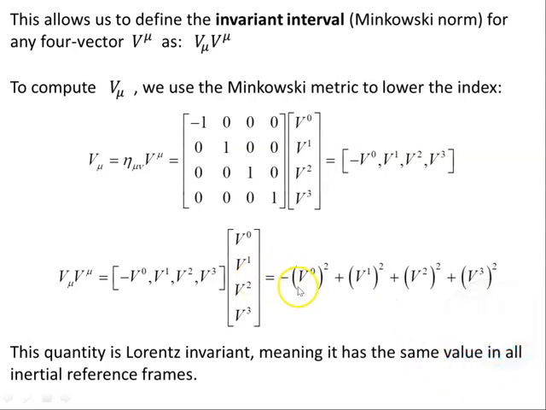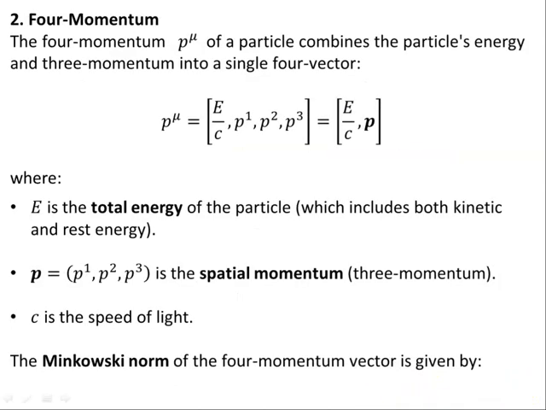For any four vector, when we work out the magnitude squared of the 4 vector, we get this object here. That's the magnitude squared. Take the square root of it and you get the magnitude of the 4 vector. This quantity is Lorentz invariant, meaning it has the same value in all inertial reference frames.